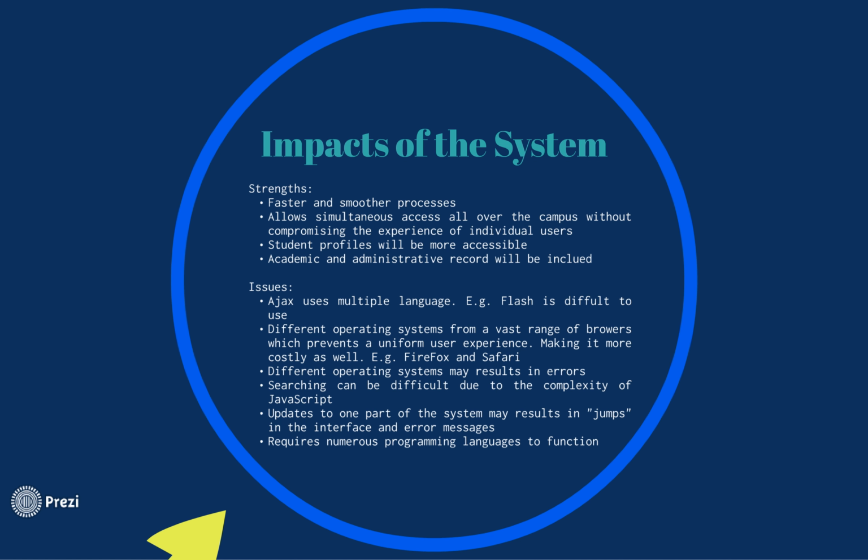Searching can be difficult since search engines are unable to look into JavaScript-generated content. Solutions to this may be deep linking support and modifying URL fragment identifiers. Because Ajax is asynchronous, updates to one part of the system may result in jumps in the interface, error messages, and even dead links. Although this can be resolved with ARIA, which prompts users for permission to update the system.